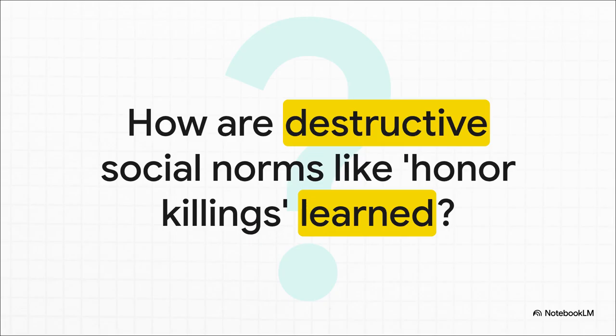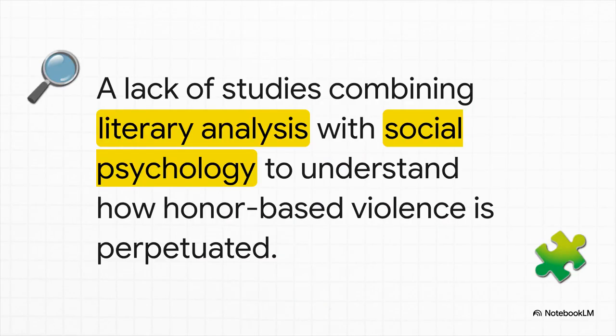How on earth do destructive social norms, things like honor killings, get learned and then passed down from one generation to the next within a community? The critical idea here is that this isn't about something innate, it's about learned behavior. So you might be wondering what makes this study so special. Well, it fills a massive gap in the research world.